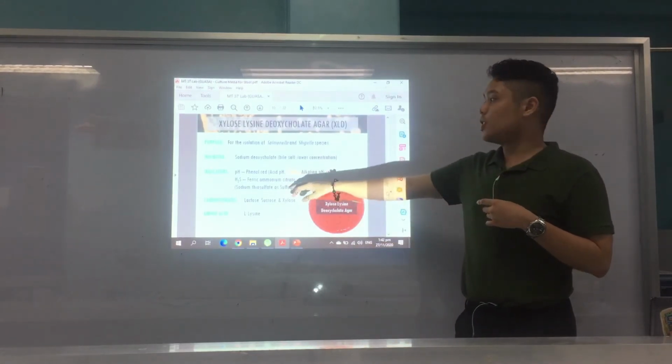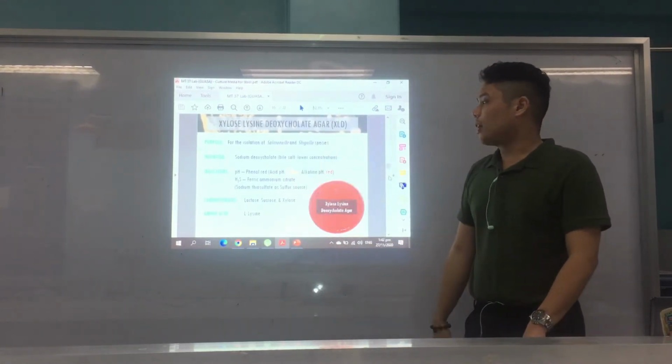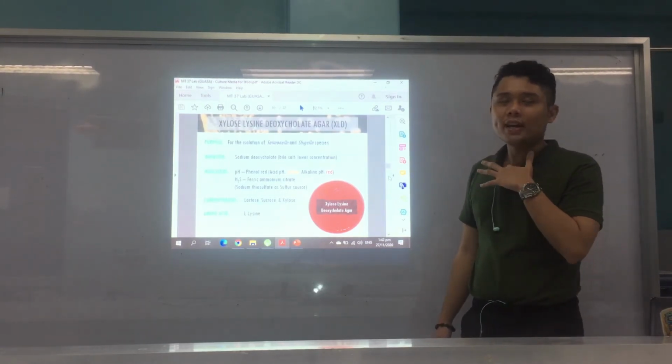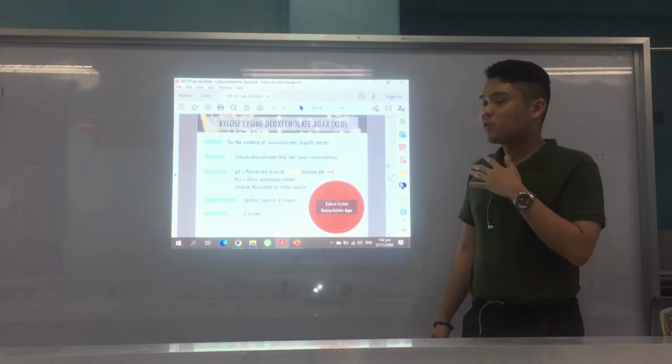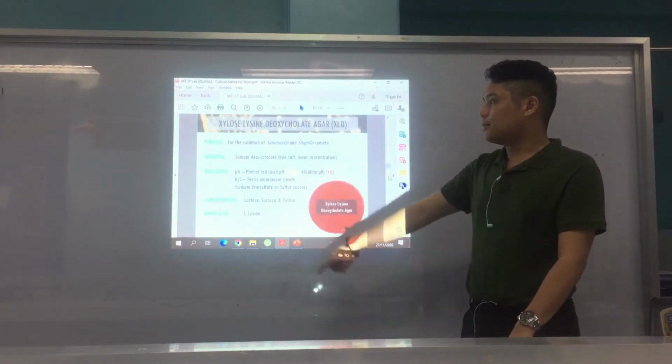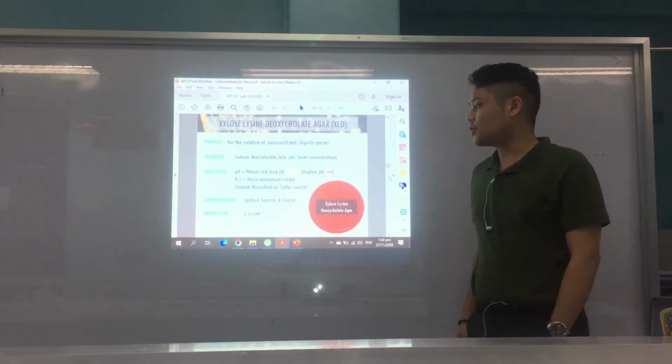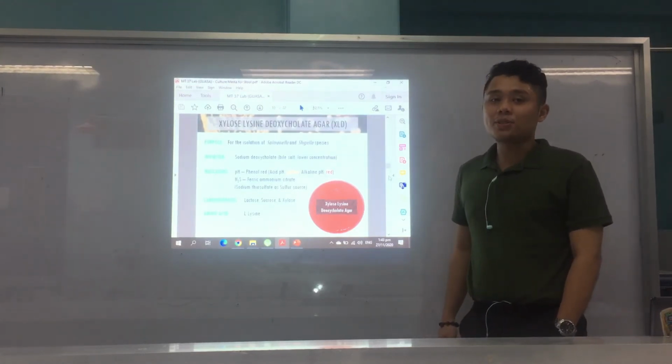Ang inhibitor niya is sodium deoxycholate, which is a bile salt, in lower concentration. So still inhibits usually gram-positive and other organisms. And then, for the pH indicator, it's phenol red: the acid pH is yellow, and the alkaline pH is red. H2S is ferric ammonium citrate na precipitate.